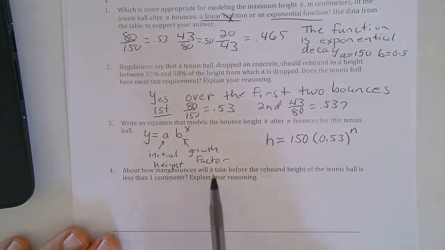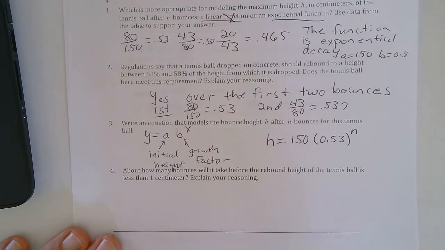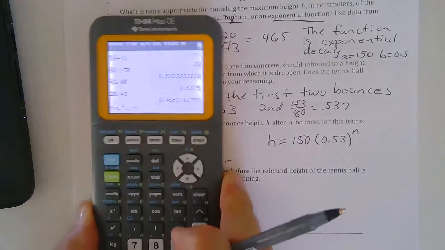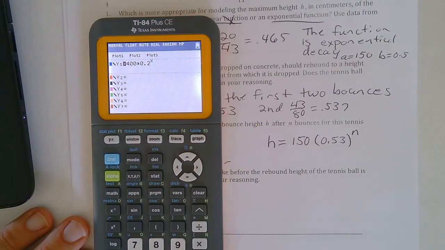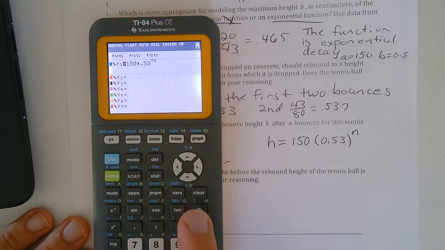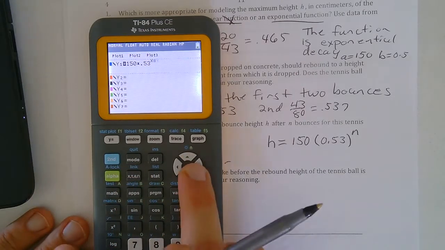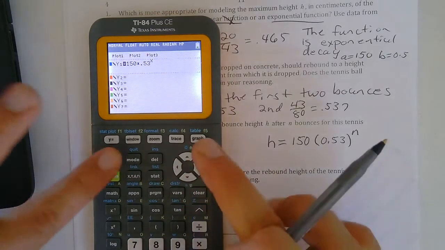So now, about how many bounces will it take before the rebound height is less than 1 centimeter? Explain. Well, that's a lot of work, and I'm going to show you how to use your calculator to make that easier. So I'm going to put in that function 150 times 0.53 to the x power. Then we'll delete that other x. And now we'll go to the table.